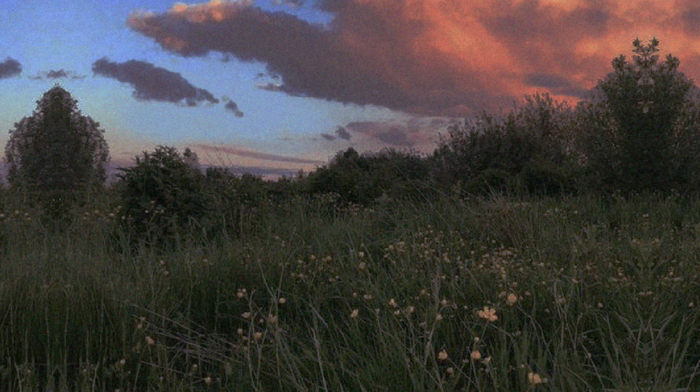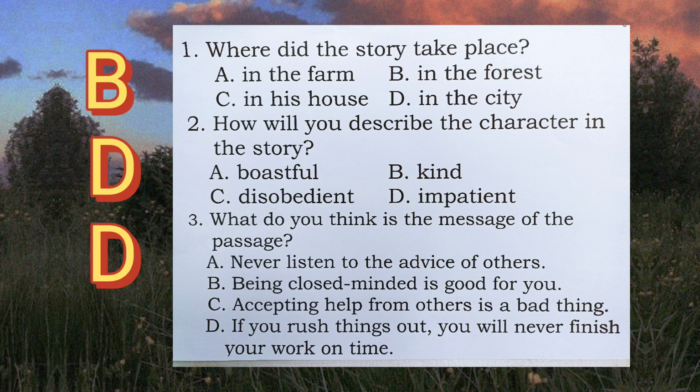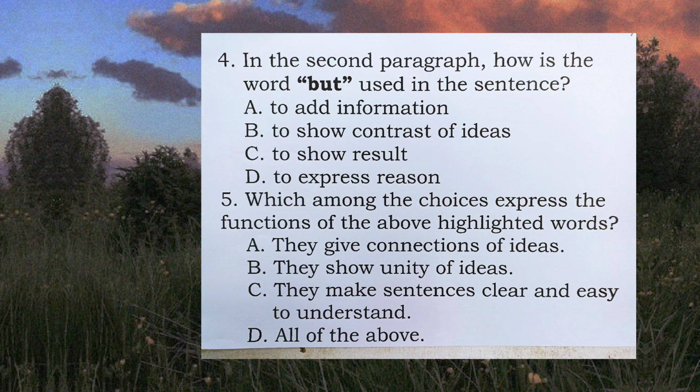Let's check your answers. Number 1. Where did the story take place? The answer, letter B, in the forest. Number 2. How will you describe the character in the story? The answer, letter D, impatient. Number 3. What do you think is the message of the passage? The correct answer is letter D. If you rush things out, you will never finish your work on time. Number 4. In the second paragraph, how is the word but used in the sentence? The answer is letter B, to show contrast of ideas. Number 5. Which among the choices express the functions of the above highlighted words? The correct answer is all of the above, letter D.